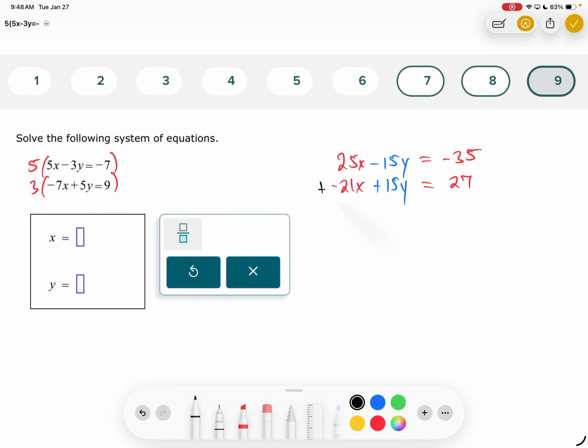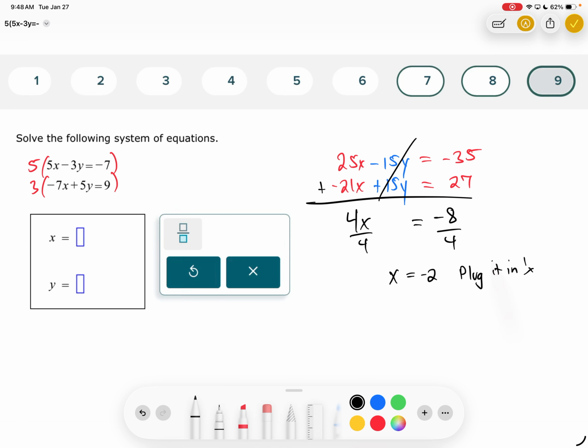So now you add them up. 25x plus -21x would be 4x. -15 plus 15 cancel out. -35 plus 27 is -8. Then just solve this by dividing by 4, and x is equal to -2.